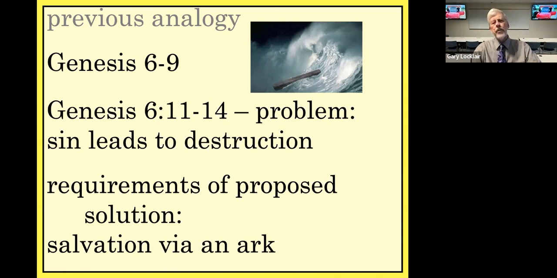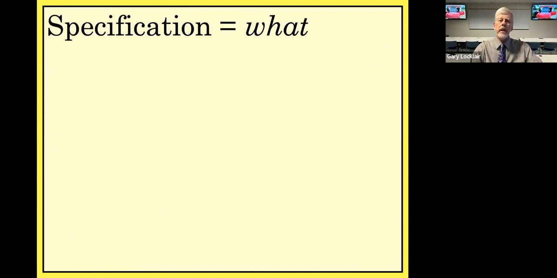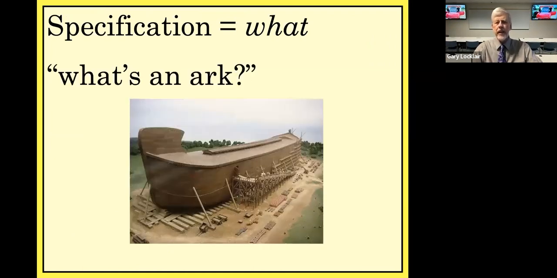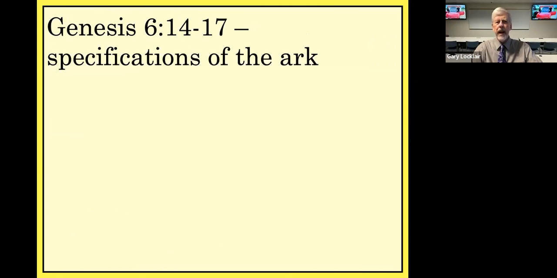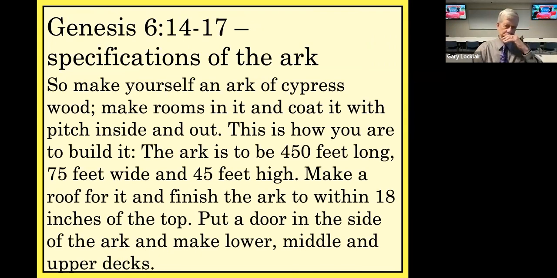What are the specifications? When you read a little further in Genesis 6, we get, do I have it here? Oh, yeah, shoot. Now I got to go look it up. Ah, good. Here it is. Genesis 6, beginning at verse 14. God's specifications to Noah of the ark. So make yourself an ark. Notice a specific type of wood is specified. Make rooms in it. Coat it with pitch, both inside and outside. And this is how you're to build it.